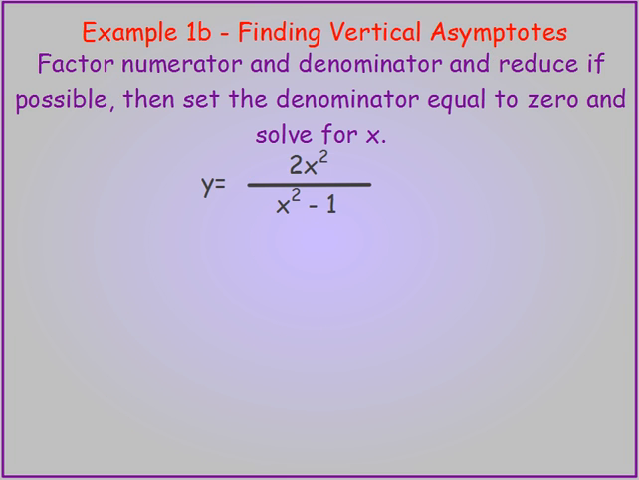Same process. It's the exact same on the top, so you really don't have to copy it down if you copied it down already. It's just a different equation now. Okay, so I have y equals 2x squared over x squared minus 1. Okay, so part 1 was factor.